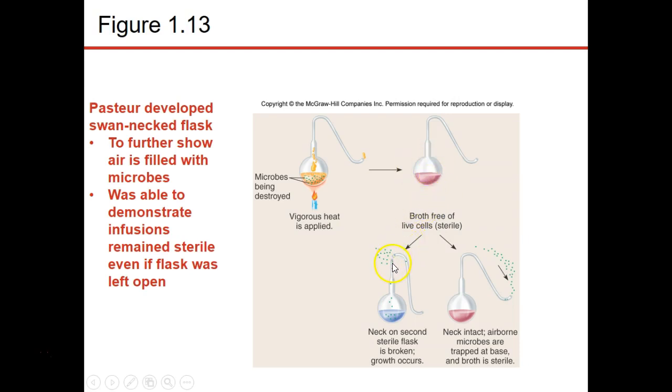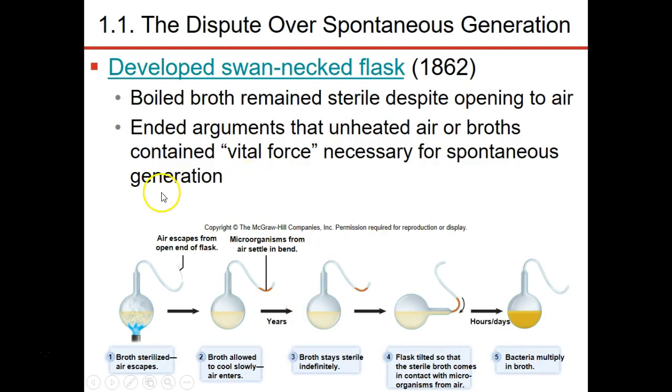But as soon as he either broke the neck of the flask or he turned the flask so that the broth went into the neck here, the microbes would start growing again. And so air was able to get in, and so that means that the vital force wasn't there and nothing grew, which means that the theory of spontaneous generation had been debunked. Now, this is in the 1800s.